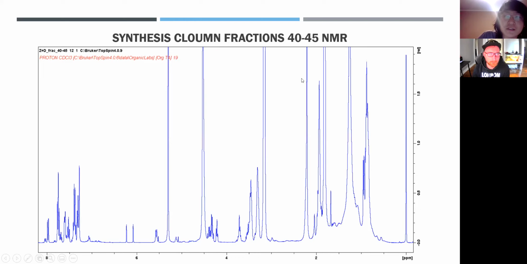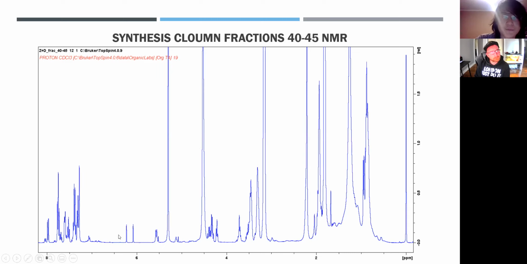The fractions 40 to 45, on the other hand, had some different peaks showing up, such as from 8 to 7 we started seeing the aromatic peaks again, as seen in the earlier post workup, and those would correspond to the FMOC protecting group on the N-terminus of the dipeptide, and the trityl protecting groups on the histidine side chain, since those are in the aromatic region.